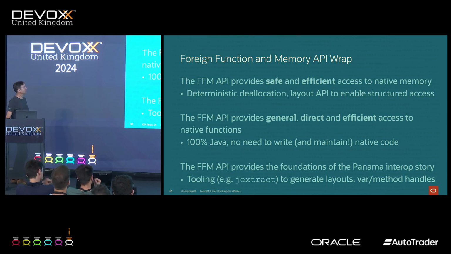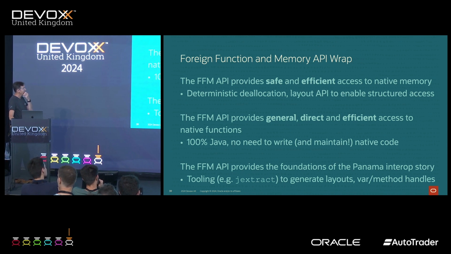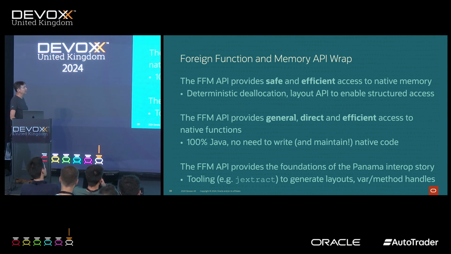Okay, so here's the wrap. The FFM API provides safe and efficient access to native memory. We have deterministic deallocation. We have layouts to enable structured access. And it's very efficient. We are 100% Java. We don't need to write and maintain native code in other languages. And there is tooling too. JExtract is a very good tool to very quickly grasp an external library and provide access points for it.